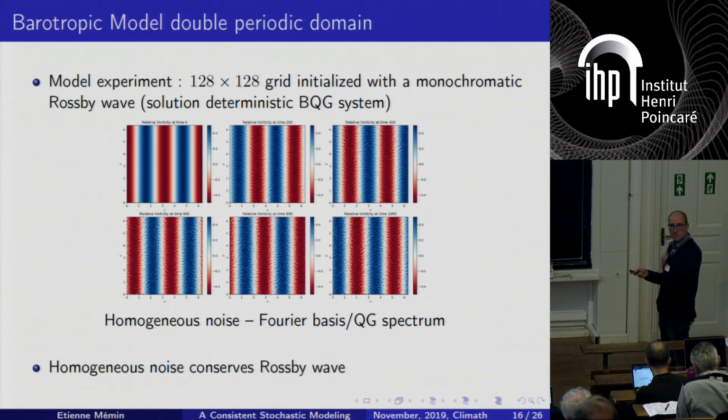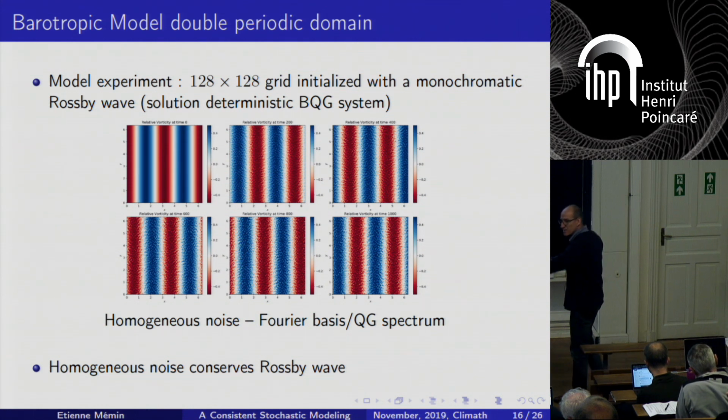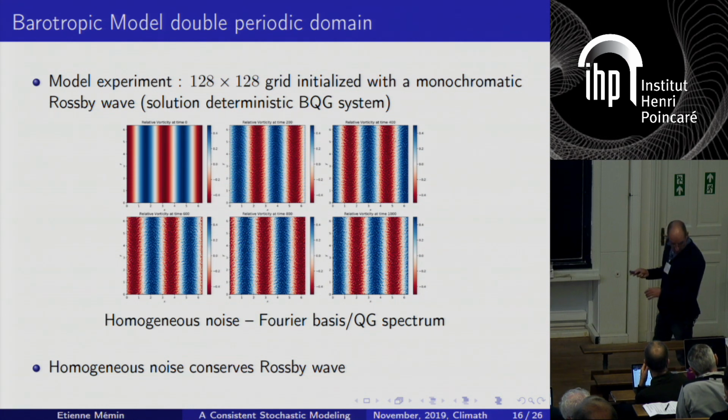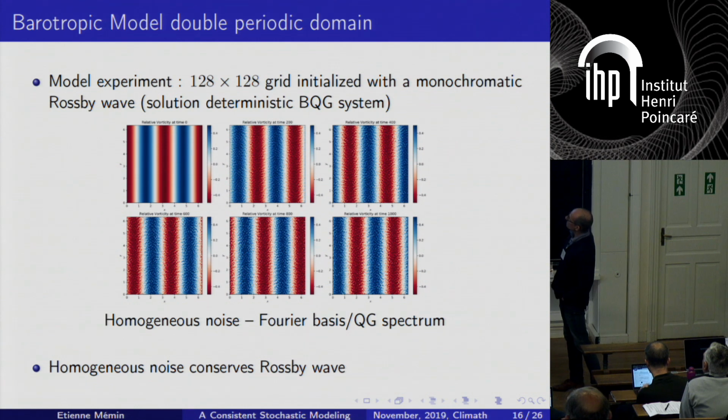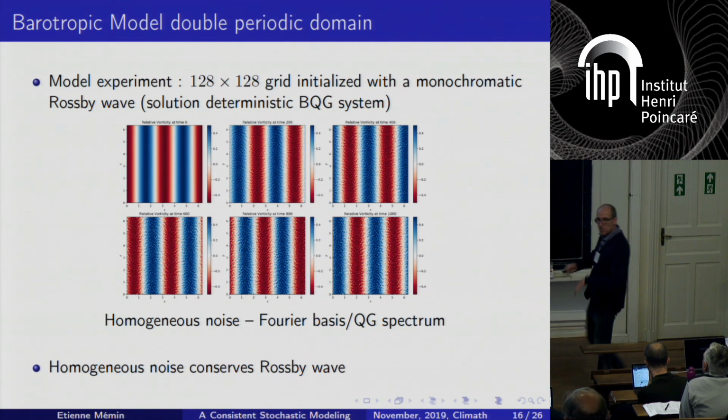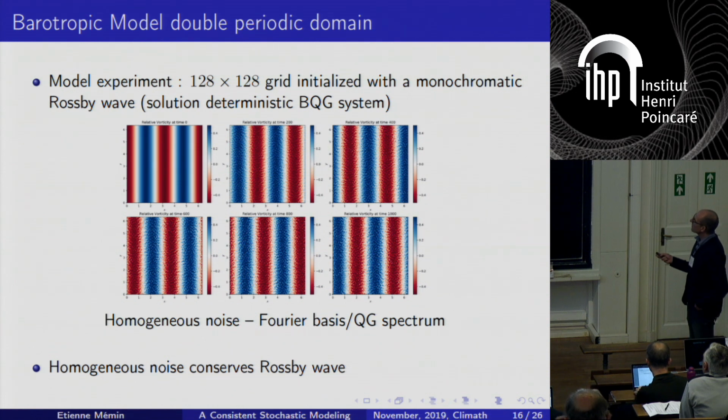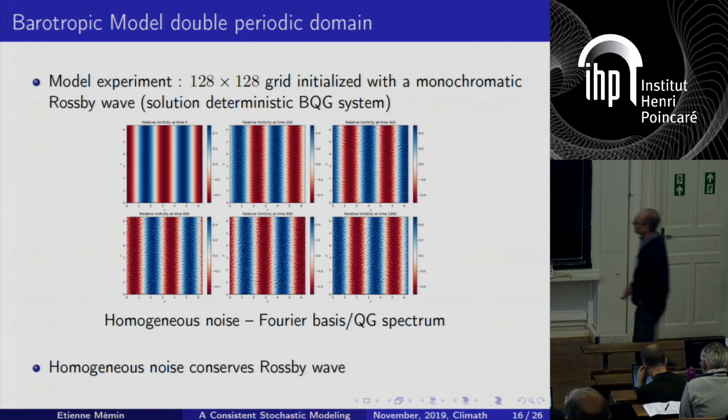So in the deterministic setting, this monochromatic wave is a solution of our system, so it stays stationary. But if you inject in the system a stationary noise, then you still have these Rossby waves. They are preserved, but you see superimposed here the effect of this homogeneous noise. But it does not destroy, and that's good news, the Rossby wave.